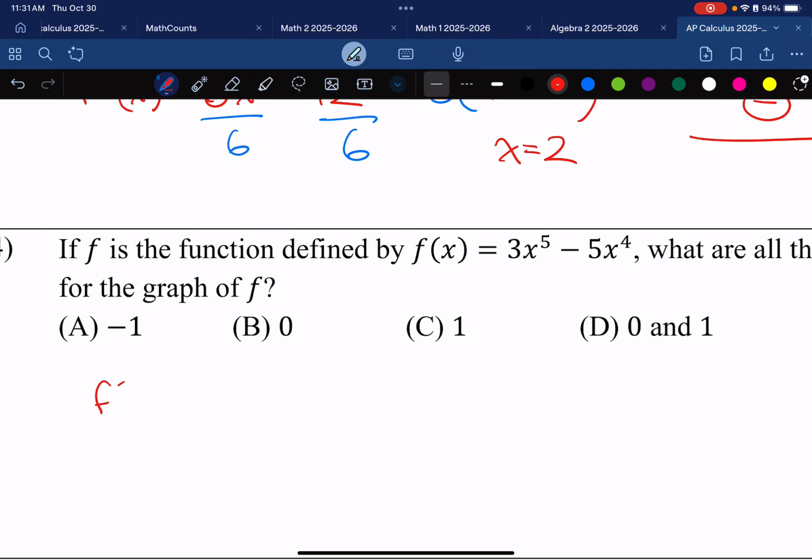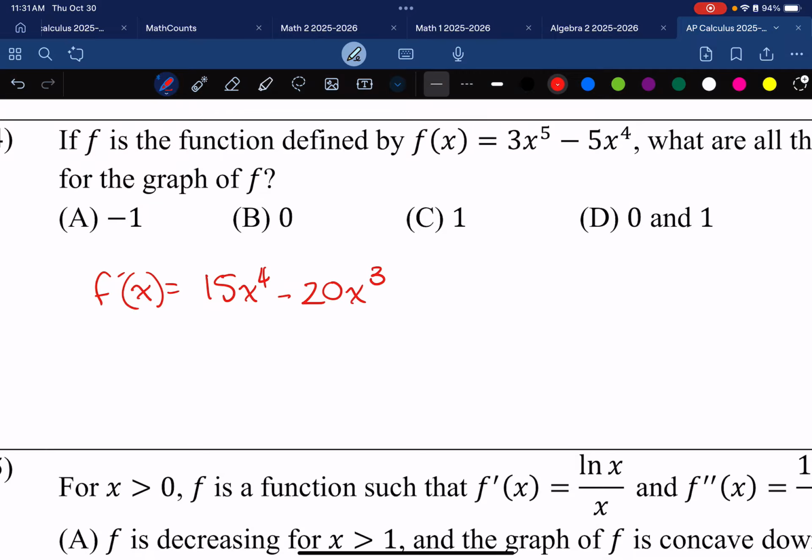F prime of x will be equal to 15x to the power of 4 minus 20x to the power of 3. I don't want f prime, I want f double prime to see if I have an inflection point. Therefore, I take the derivative yet again, and I get 60x to the power of 3 minus 60x to the power of 2. And while I could set this equal to 0 and solve, I want to factor it a little bit more. I'm going to look at the greatest common factor.